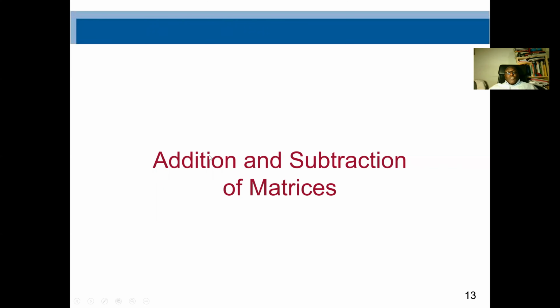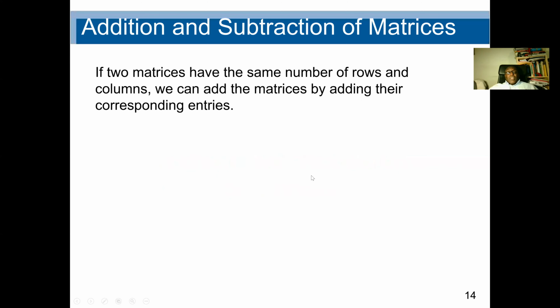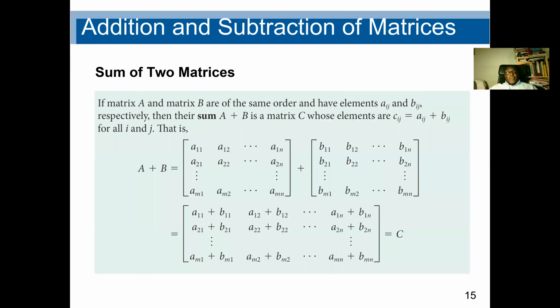So next we do addition and subtraction of matrices. Before we do addition and subtraction of matrices, there's one condition we have to meet. Both matrices have to be the same size. The number of rows and the number of columns have to be the same. So if two matrices have the same number of rows and columns, yes, then we can add the matrices, or we can also subtract the matrix elements.